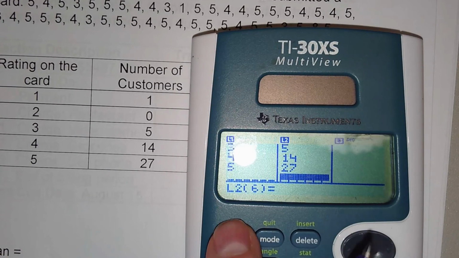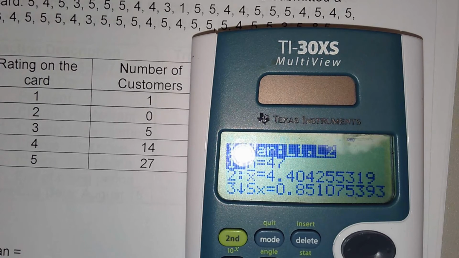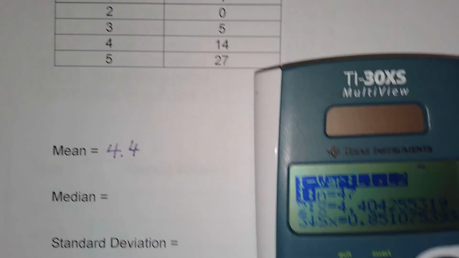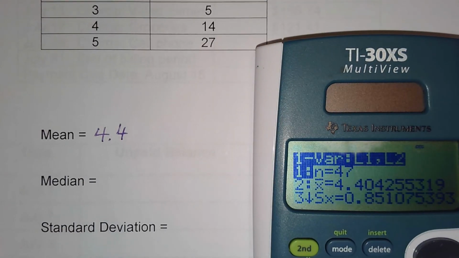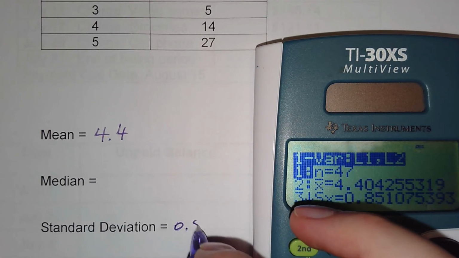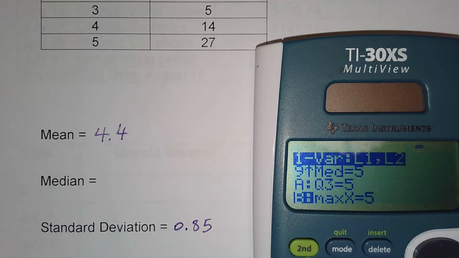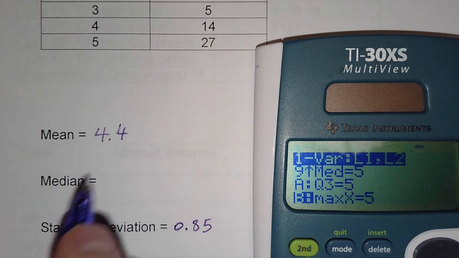We're going to do then second data, one variable stats, everything's lined up, calculate. So our mean here is 4.4. Standard deviation, again I'm just going to round that to 2 decimal places. That will be 0.85. And then hit my right arrow or up arrow to get to my median, which would be 5.